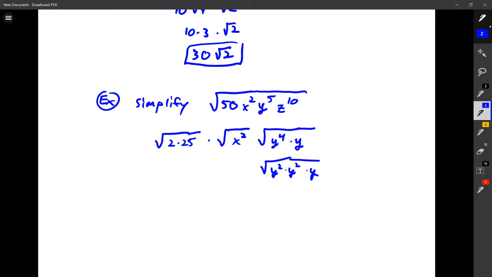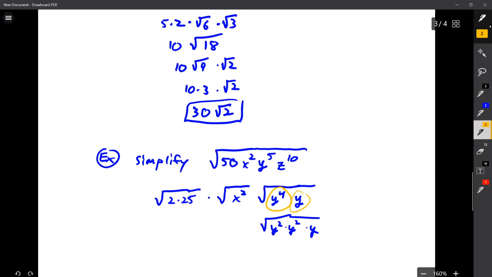Okay. And I'm going to leave that there just for a moment. Okay. So y to the fourth, maybe you're okay with just saying, oh, the square root of y to the fourth is y squared. Looking at this line here, the square root of y to the fourth would leave you with a y squared outside the square root, and you're still left with this y inside.